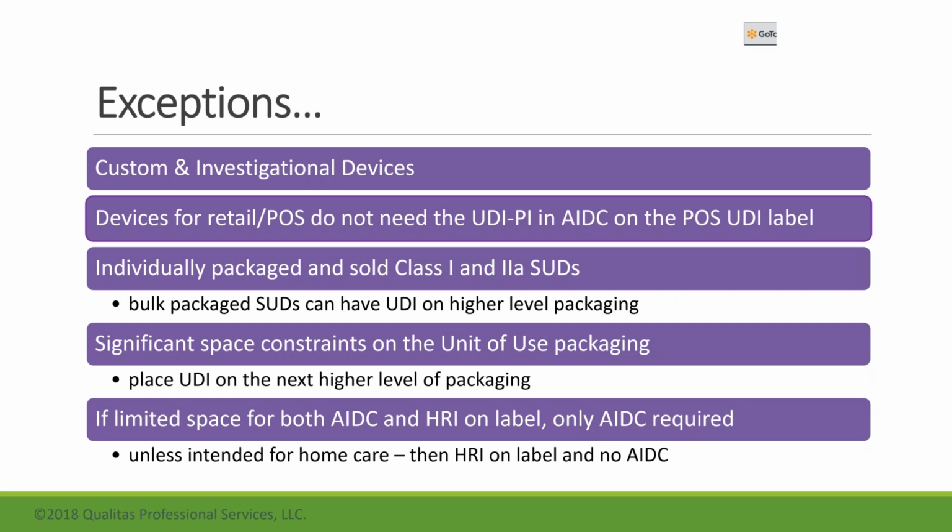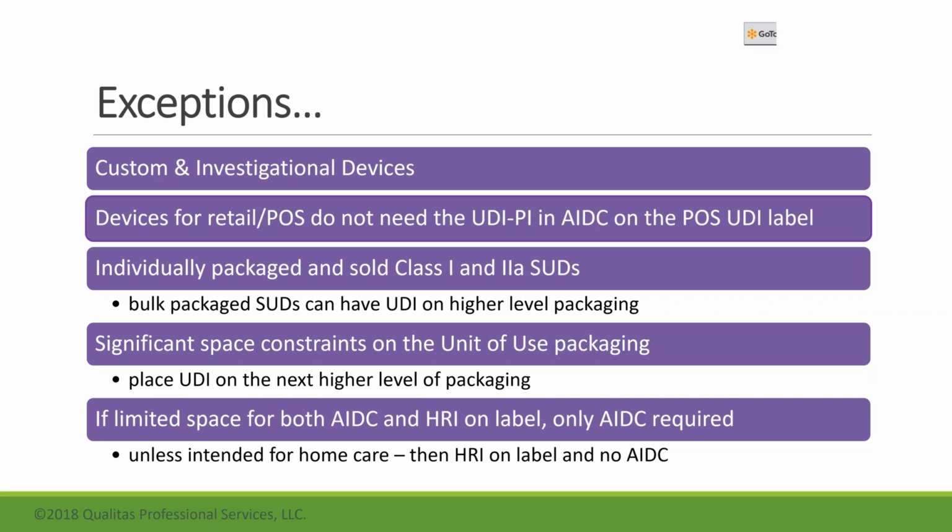Individually packaged and sold class 1 and class 2A single-use devices. So if you have a product that is bulk packaged, maybe you have some single-use towel clamps or forceps, you don't need to have a UDI direct mark on each one of those devices. You can have it on that higher level of packaging. So you have 100 of these plastic towel clamps in a plastic bag or a box. You just need to have the UDI on the box. It doesn't have to be on each individual unit inside.